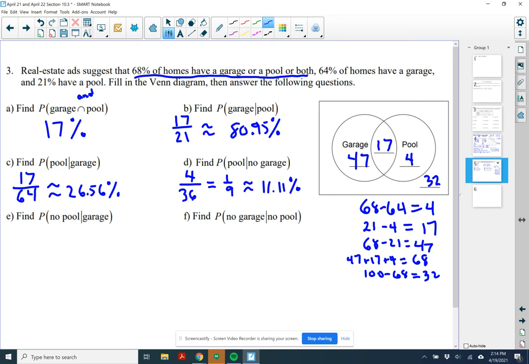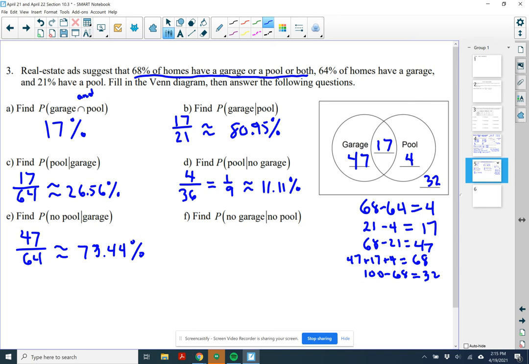Okay, part E, find the probability that they have no pool given that they have a garage. So I look for the probability that they have no pool and a garage. So here's that probability, 47%. No pool and a garage. And I divide by the total that have a garage, and that's 64. That fraction does not reduce. We change it to a decimal, and then a percent. 47 divided by 64 is 73.44. So as a percent, 73.44%.